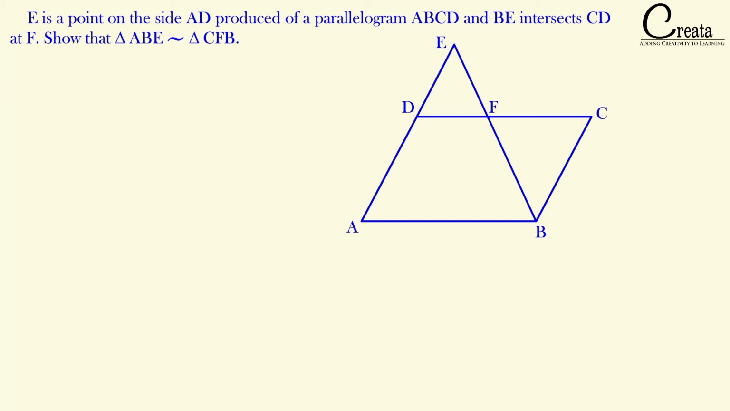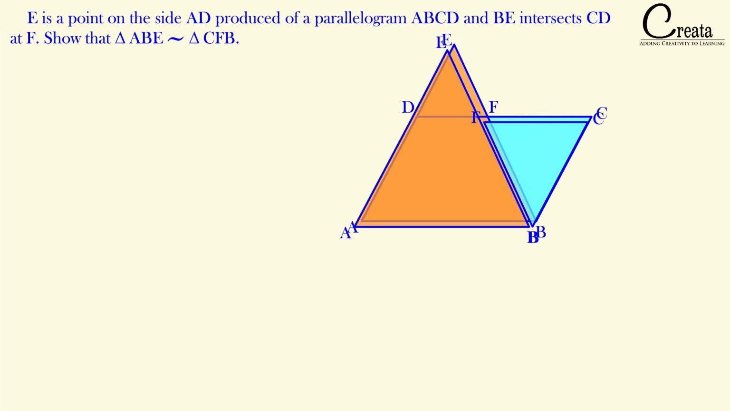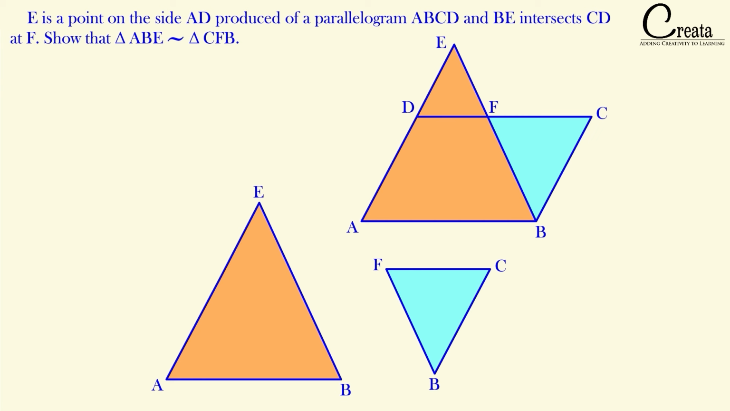So this is given in the figure. We are having a parallelogram ABCD and AD is extending up to the point E, and we are joining B and E to form the line segment BE, which is intersecting the side CD at point F. Further, we have to prove or show the triangle ABE is similar to triangle CFB. Firstly, let's identify the two triangles. So these are the two triangles which we have to prove as similar to each other.